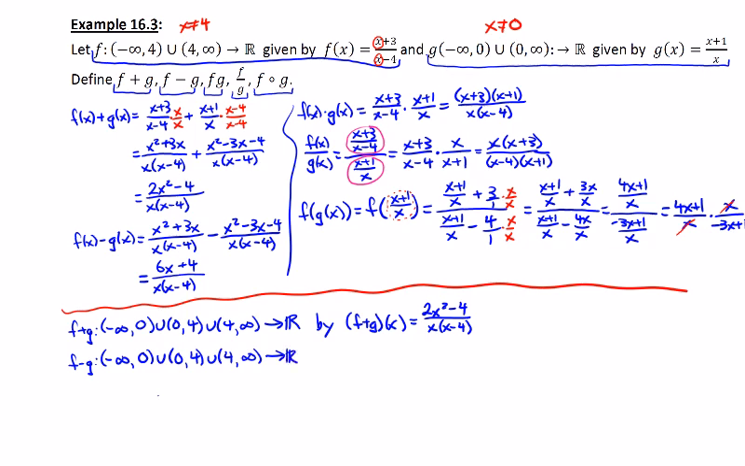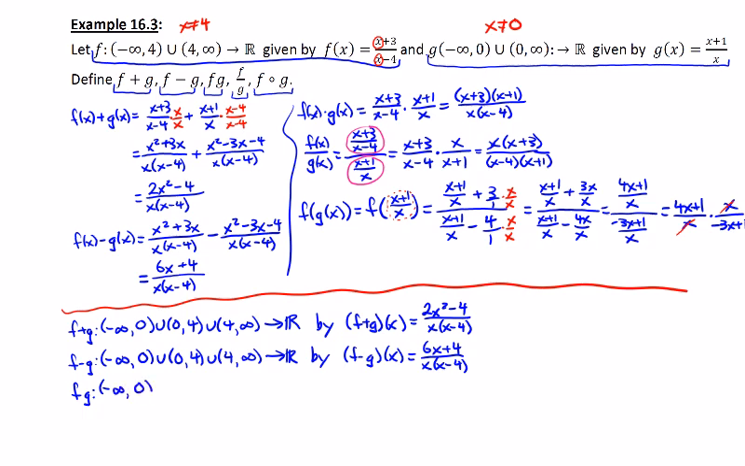So that is one of the nice things about these problems, is once you figure out the domain for f plus g, you will get to reuse that several times. And then we'll say by f minus g of x is equal to 6x plus 4 over x times x minus 4. Multiplication, f times g, or fg. Fg will also use this domain.